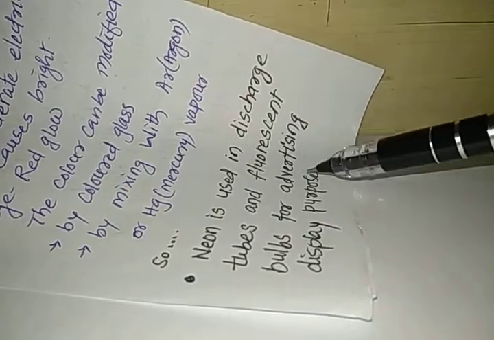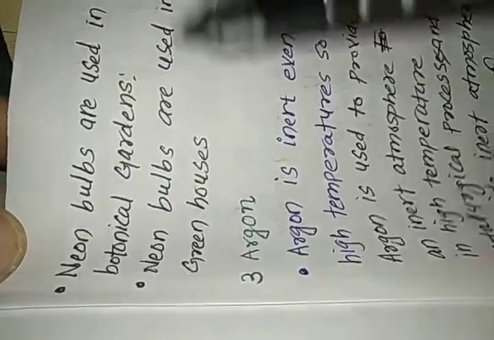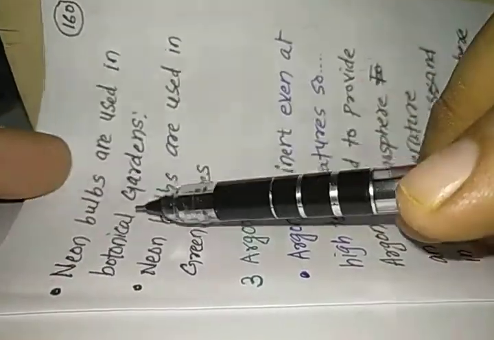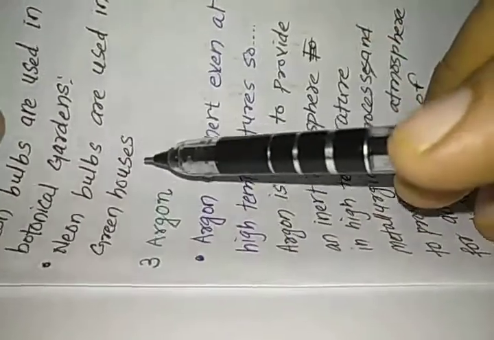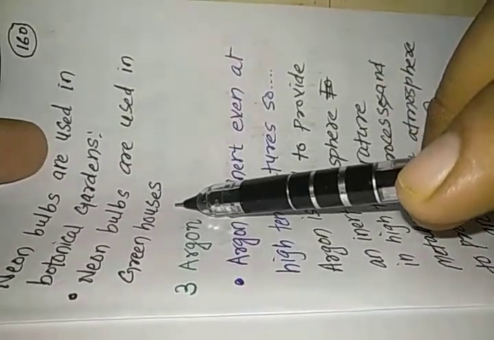So neon is used in discharge tubes and fluorescent bulbs for advertising and display purposes. Neon bulbs are used in botanical gardens. Neon bulbs are also used in greenhouses.